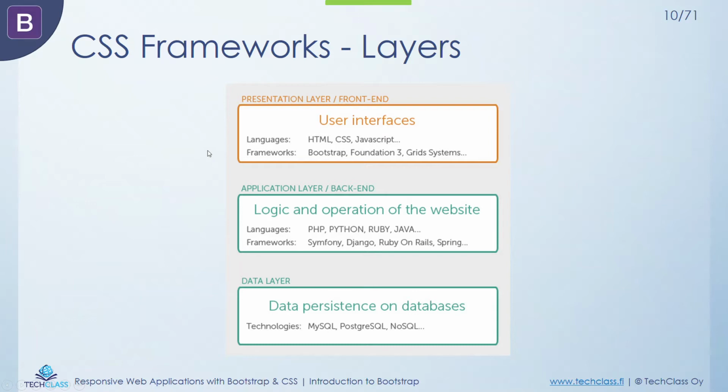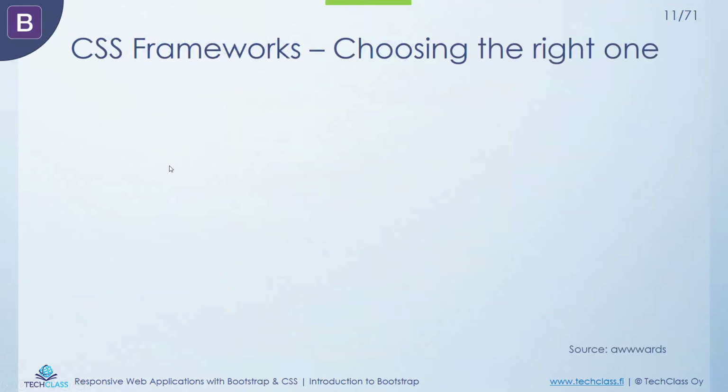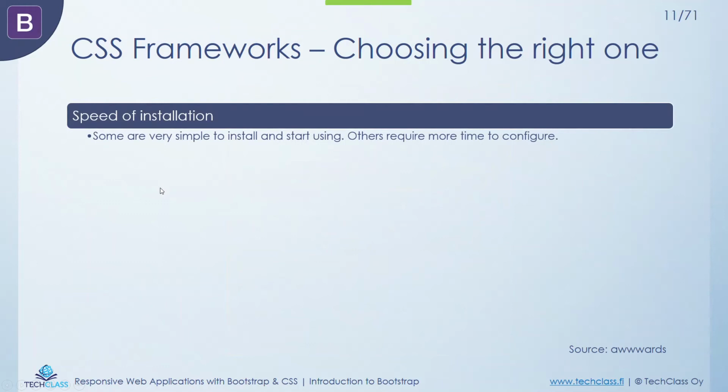Then we have the presentation layer, which is the front end part. We have different languages for that, like HTML, CSS, JavaScript, and also frameworks such as Bootstrap, Foundation, grid systems, and different kinds of frameworks. So the target of this course is this part, and specifically the Bootstrap framework. And it's very important to select the right CSS framework for your own needs.